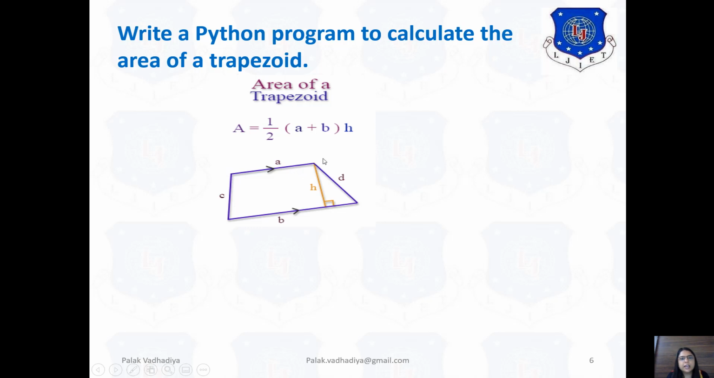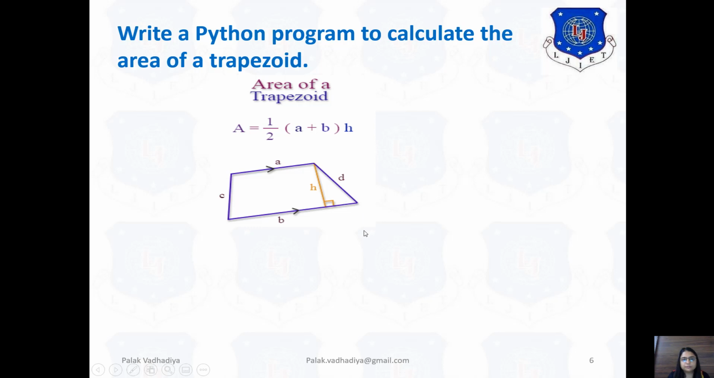If you see, this height is the same from both corners. So the area of the trapezoid is what? First of all we have to add these two parallel sides, that is A plus B, and the height is the same, so it's h by 2. So the area of the trapezoid is 1 by 2 times (A plus B) times h.